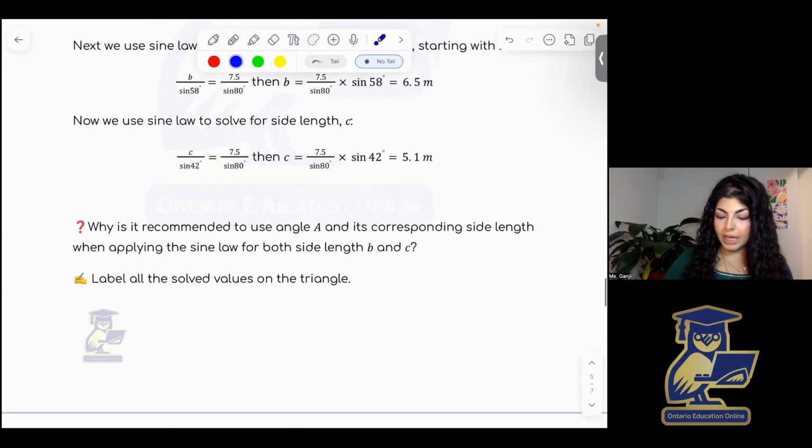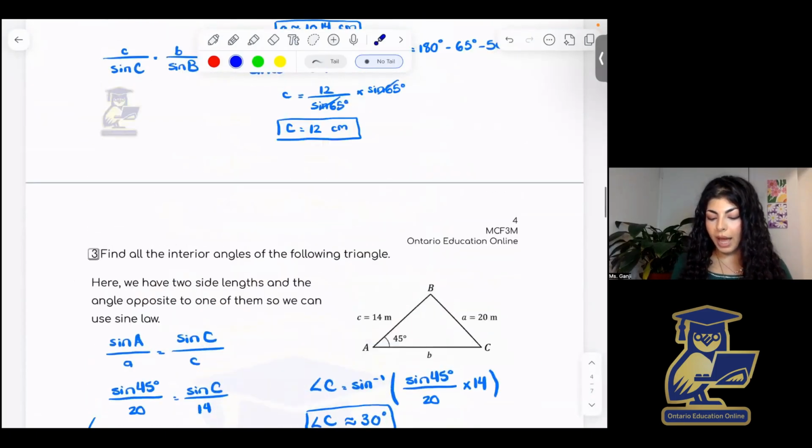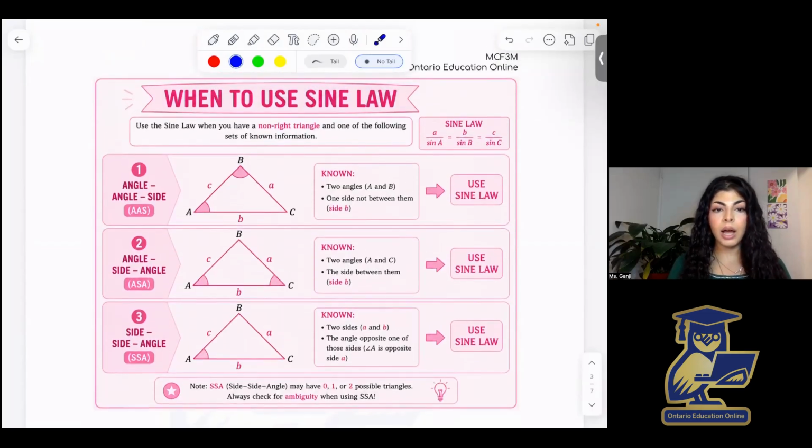And that was actually our last example for sine law. So pretty much just to recap, sine law is really helpful for us when we don't have right angle triangles in order to solve for the unknown sides and angles. And we are able to use the ratios to solve for either the angle or the side length as long as we have one of these three cases. And in our next class, we are going to see cosine law, which is going to help us when we have the other scenarios of what is given to us.